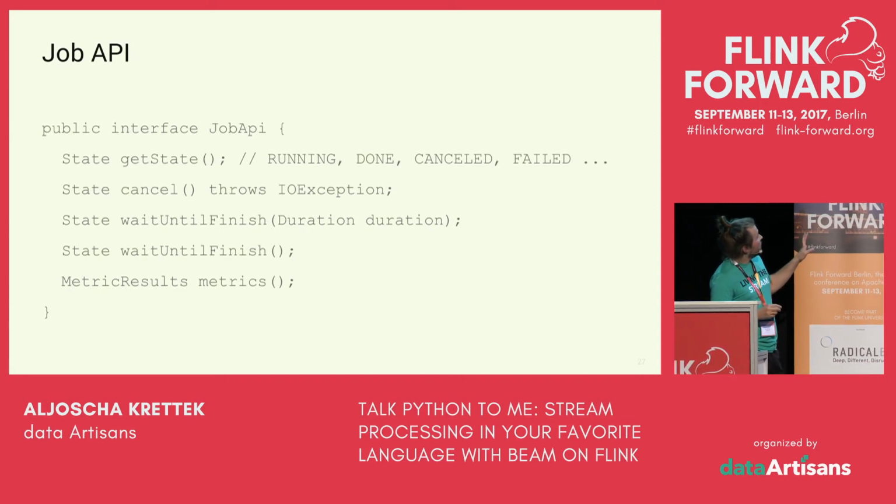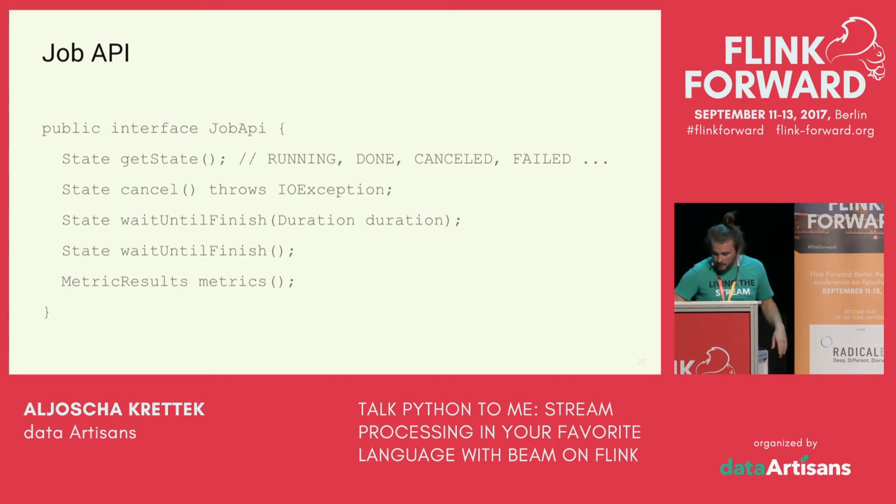Then we quickly outline the job API. So the job API, as I said, allows you to get the state of the job, so running or failed and so on. It allows you to cancel the job. It allows you to wait until the job is finished, and it allows querying the metrics. So this is all there is to the job API.